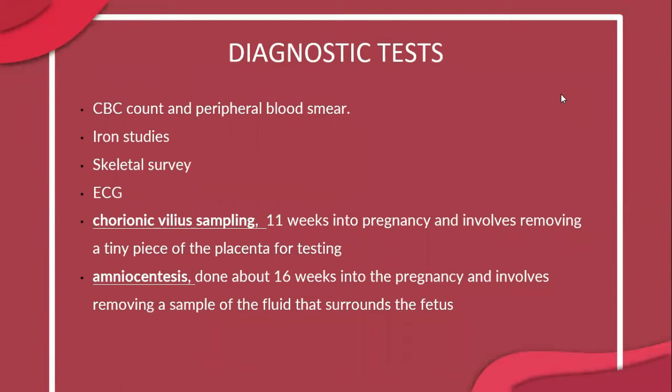Diagnostic tests are, of course, CBC, iron studies, skeletal survey, and ECG. But if the fetus is suspected to have thalassemia, there are also tests for it, which are chorionic villus sampling, good for 11 weeks into pregnancy, and it involves removing a tiny piece of the placenta for testing. Also used is amniocentesis, good for 16 weeks into the pregnancy, and it involves the fluid that is surrounding the fetus, the amniotic fluid.